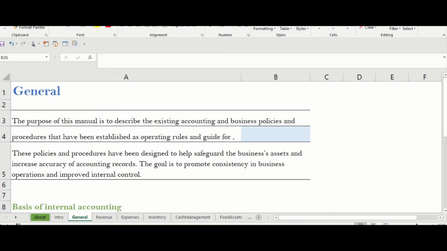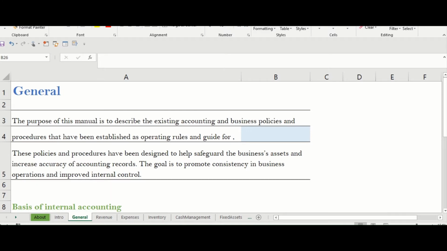So in developing your policies, the first thing you do is start with a general purpose. The purpose of the policy is to establish rules that guide you so you can help safeguard the business assets, increase the accuracy of accounting records, and promote consistency in business operations and improve internal control. In other words, it makes it easier for you to delegate your accounting because now you have established processes and it's very easy for whoever takes on the books to see how it's done.